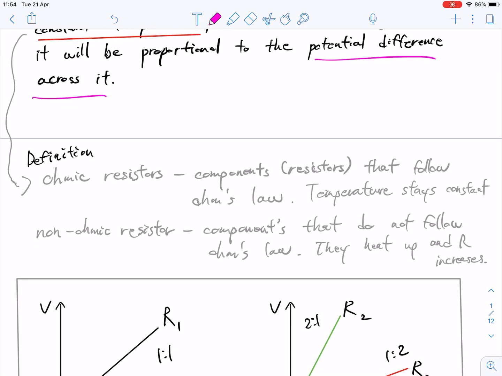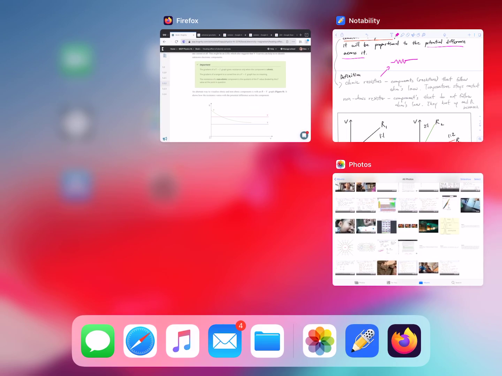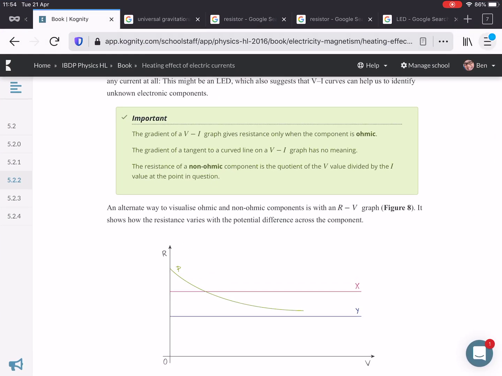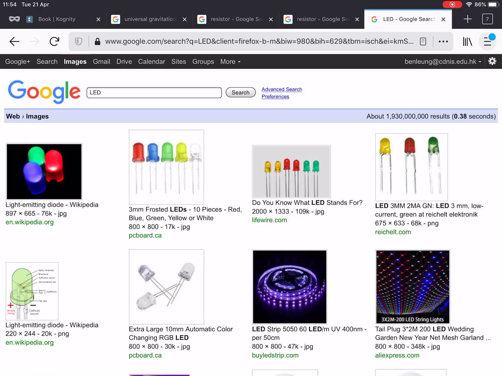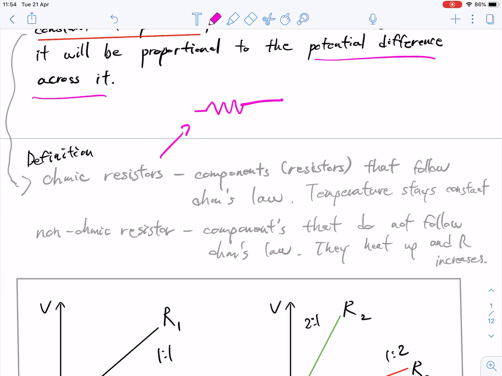So we have two types of resistors: ohmic resistors and non-ohmic resistors. Ohmic resistors are what I would call the typical resistors inside of a circuit. They look something like this. They're tiny little guys about the size of an ant, and they generally do not produce any heat. So they follow Ohm's law and temperature stays constant.